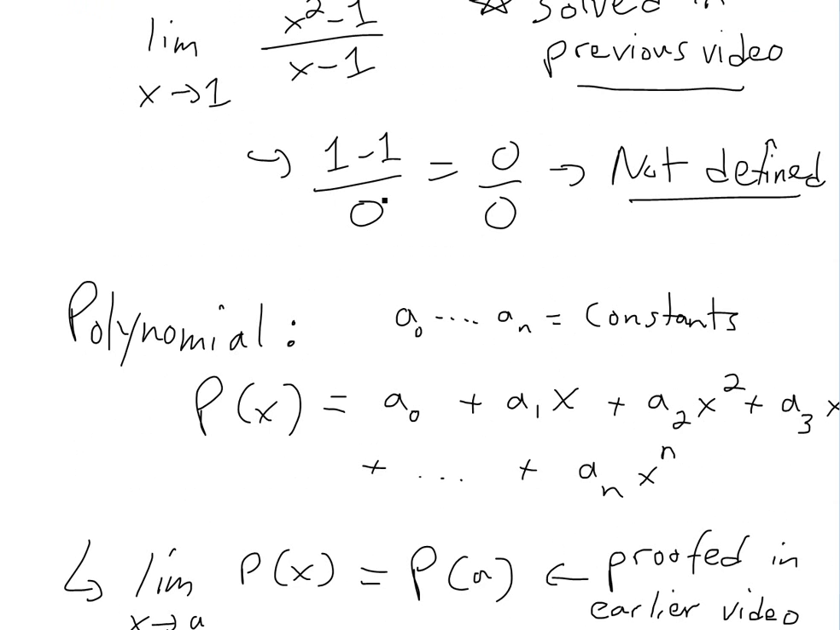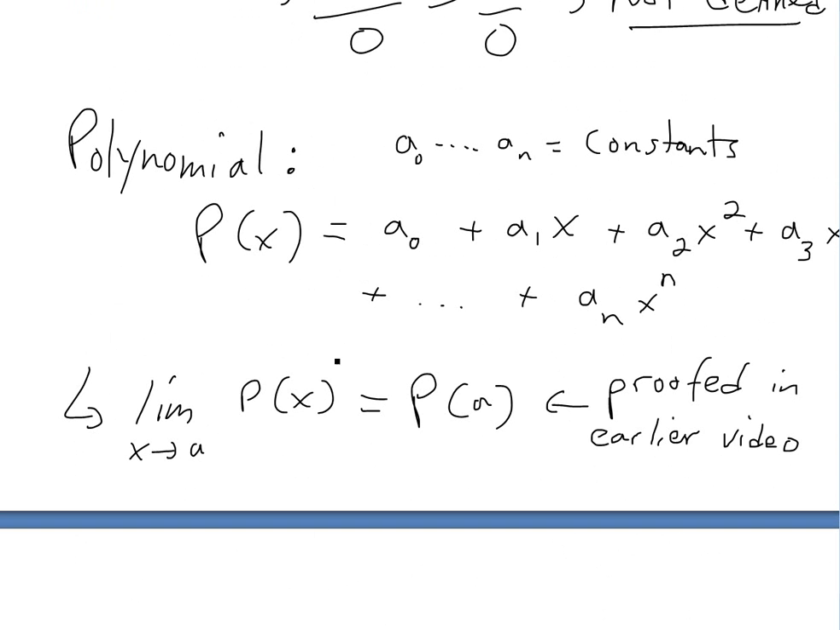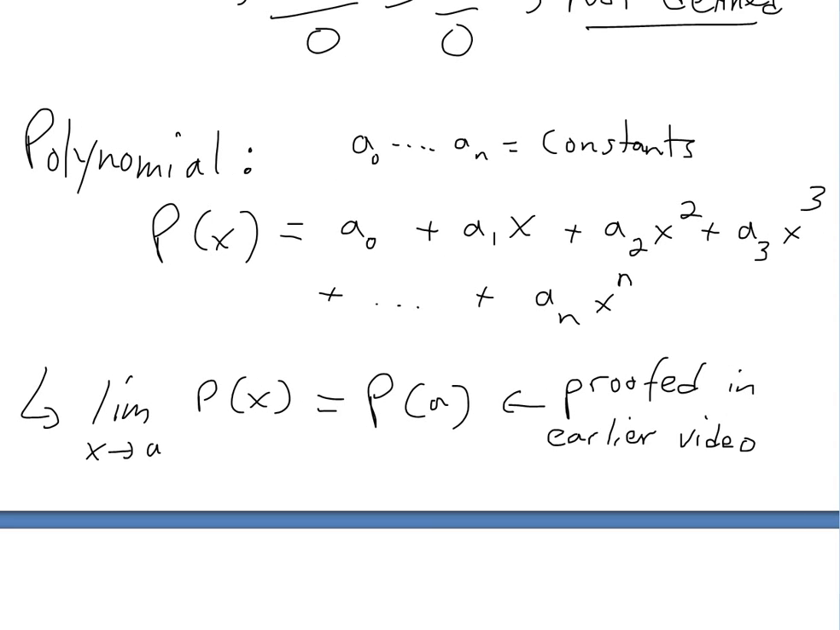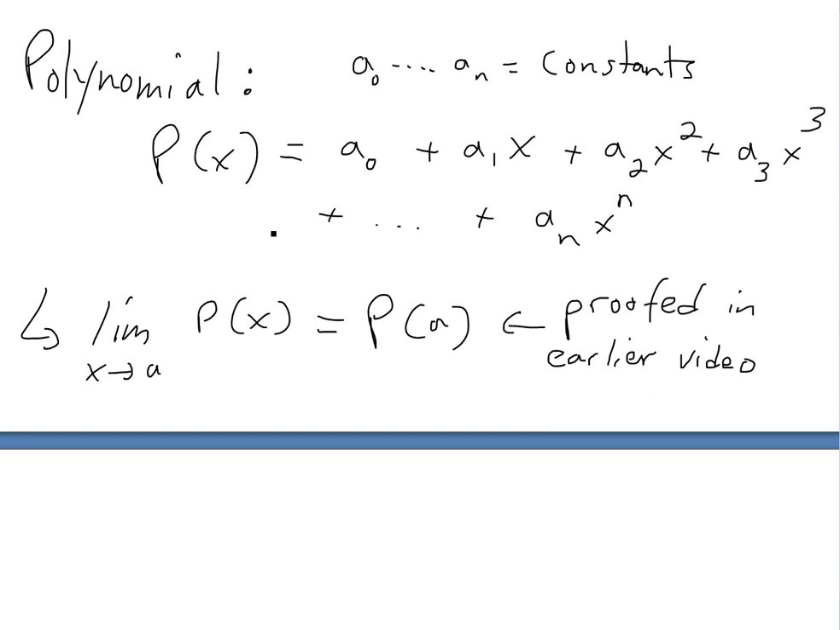Before I get to rational functions, let's recap what a polynomial is. A polynomial is written something like this, where you have a constant plus a constant times x to the power of 1, plus a constant times x squared, up to x to the n here. So this would be a polynomial. I proved in my earlier video that with the direct substitution property, you could just plug in a.